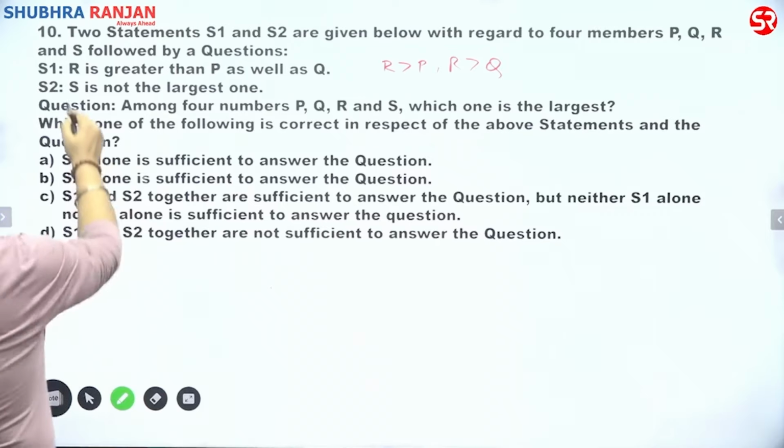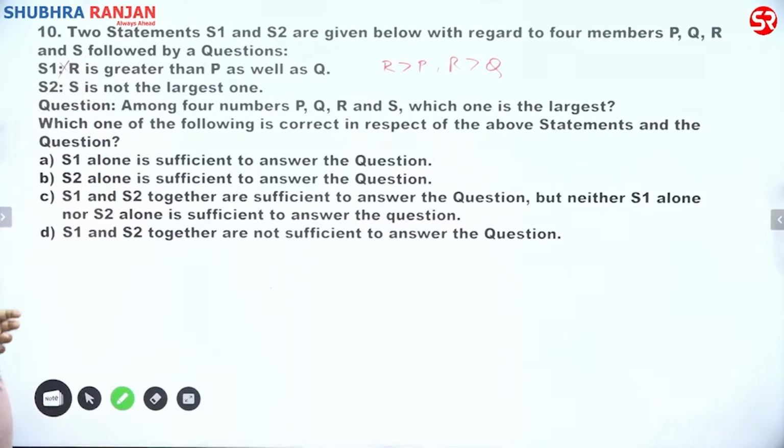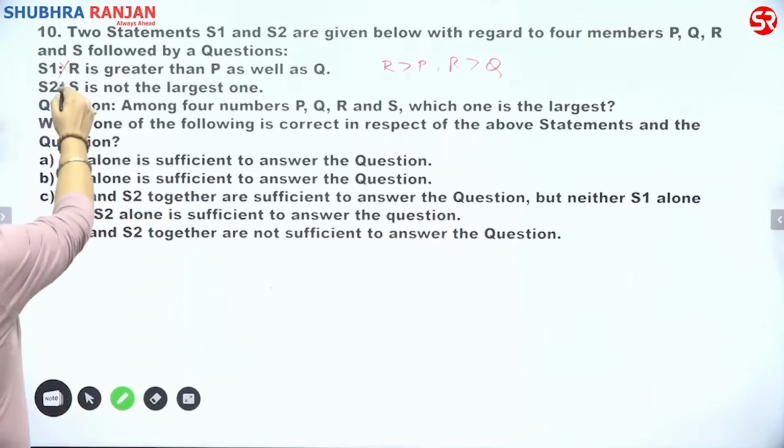So first is not sufficient to answer the question. S is not the largest one. Right, agreed. S is not the largest one. Then out of P, Q and R, we don't know which one is the largest one. So second alone is also not sufficient.